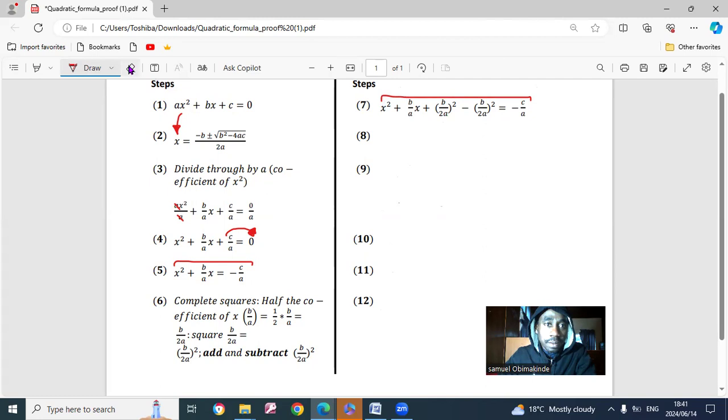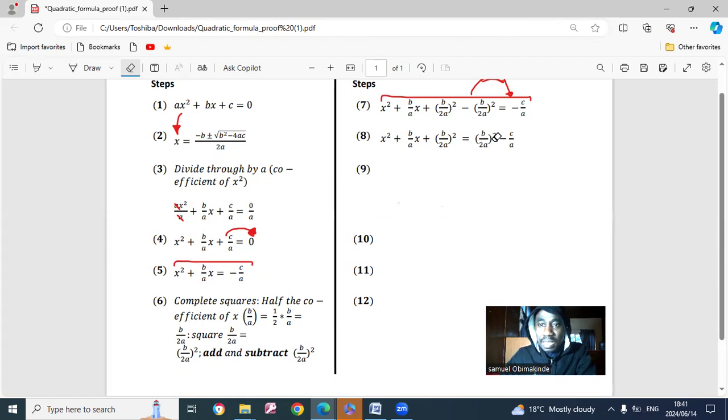All right, so in step 8, all we see is that we want to move this negative (b over 2a) all squared to the other side. We shift it to this side, and let's see what that gives us. By the time this negative comes here, it becomes positive. So the next step is not hard at all.